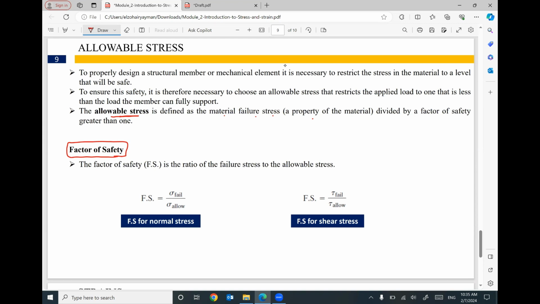So the factor of safety equals the failure stress divided by the allowable stress. Does that make sense? We have a factor of safety for normal stress and a factor of safety for shear stress, because each material has an allowable stress for normal stress, an allowable stress for shear stress, a failure stress for normal stress, and a failure stress for shear stress. So we have two different values for the factor of safety, depending on whether you are talking about normal stress or shear stress.